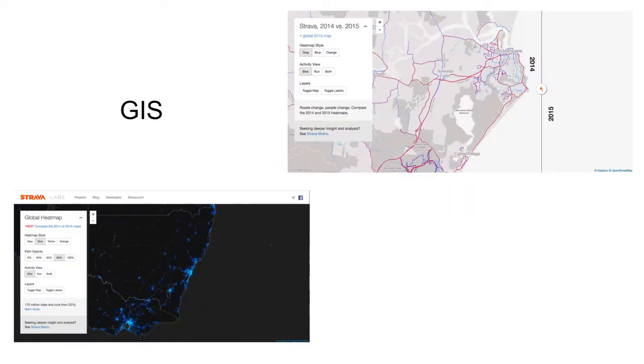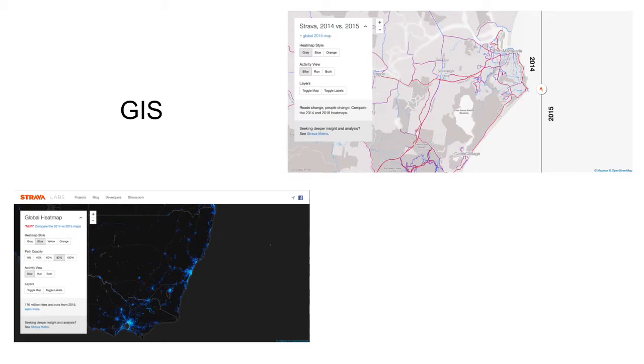The next one's an interesting one. GIS stands for Geographic Information Systems. One particular piece of software that's used, browser software that has all sorts of data, all sorts of information, particularly focusing on cycling, but also running as well, and foot traffic, is Strava.